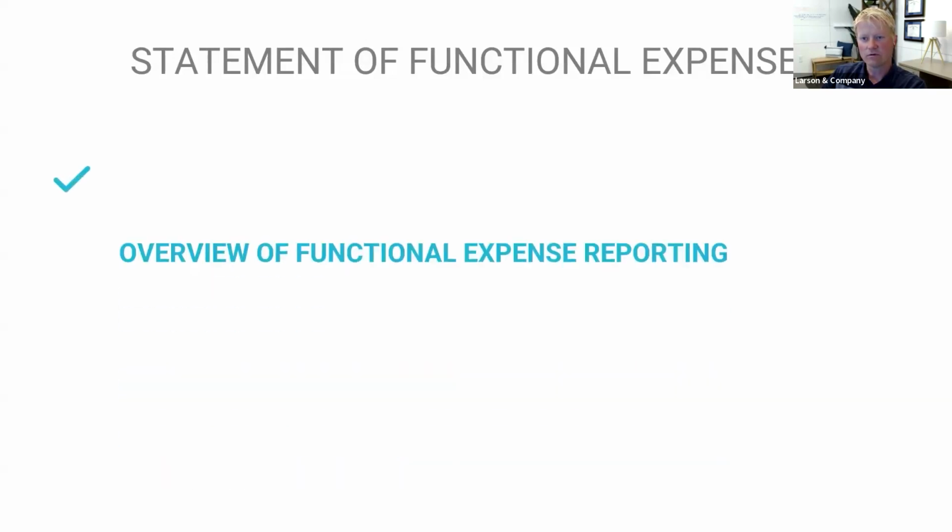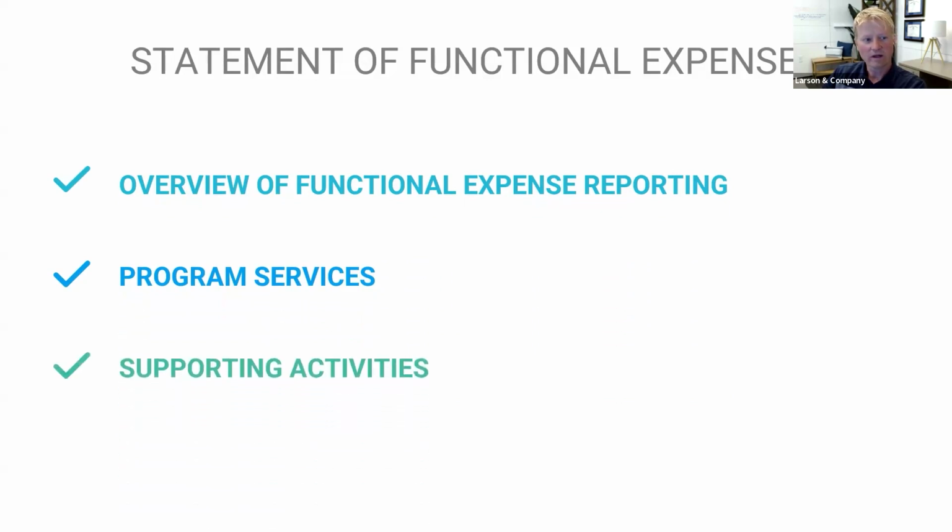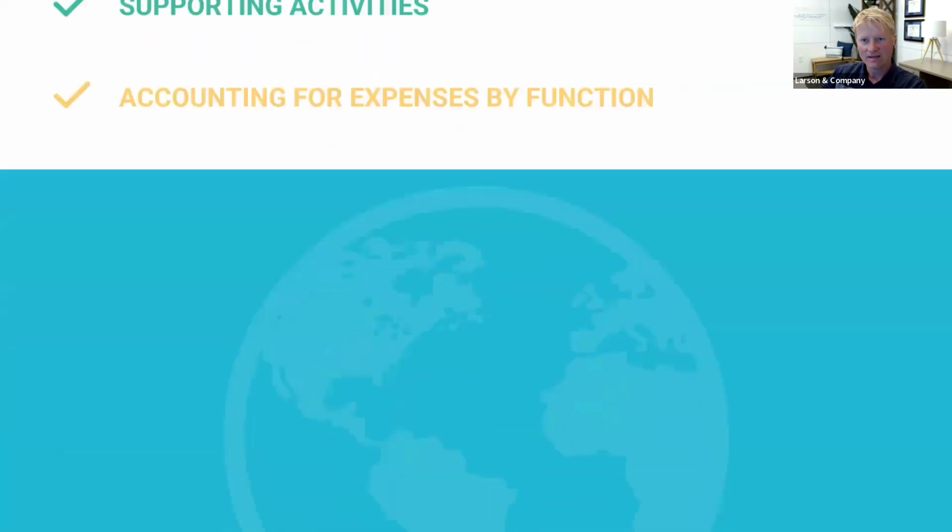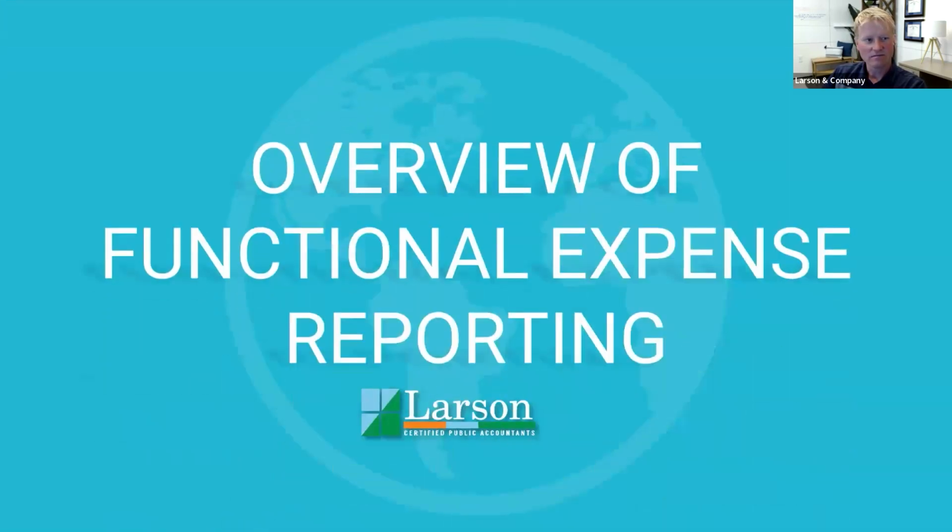So in this training, we're going to cover a couple of things. We're going to, first of all, give an overview of functional expense reporting. We're going to go through program services specifically, and then we're also going to cover supporting activities. And then finally, we'll go through the accounting for expenses by function. So let's get into this and go through the overview of functional expense reporting.